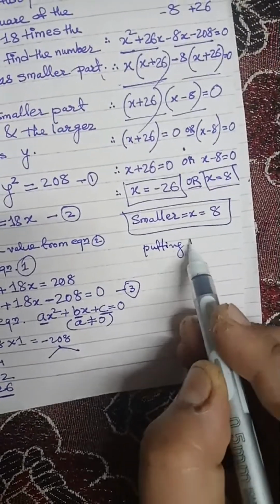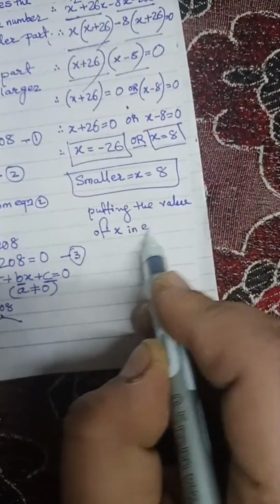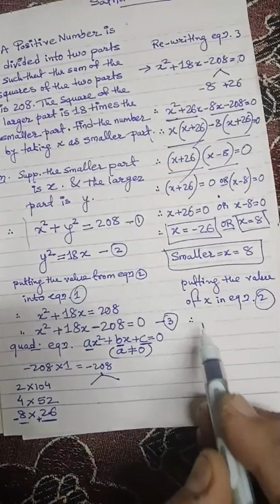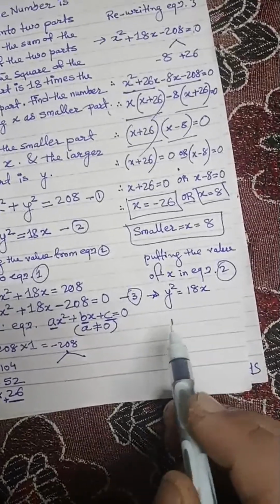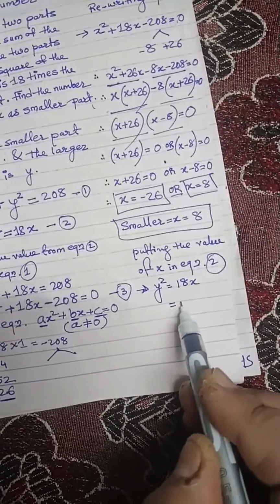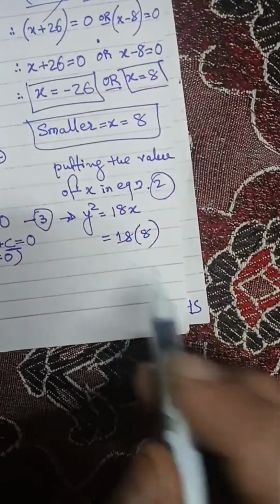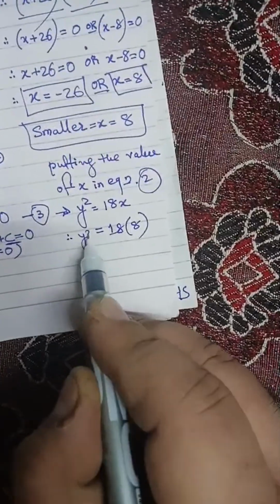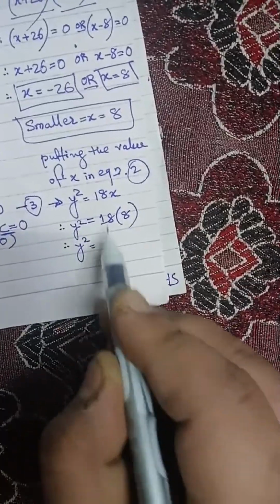putting the value of x in equation number 2. What is equation number 2? Equation number 2 says that y square is equal to 18x. Now y square is equal to 18x, that means 18 into 8. Therefore y square is equal to 18 into 8 because x is equal to 8.